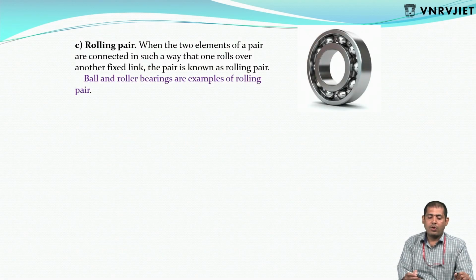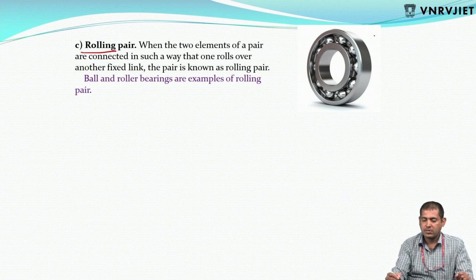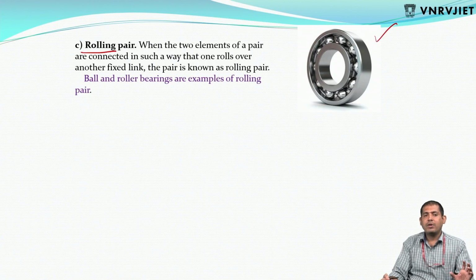Next, one more type is the rolling pair. Rolling means one which rolls over the other. The best example is a ball bearing. When the two elements of a pair are connected in such a way that one rolls over the other fixed link, the balls run inside the cage. The pair is known as a rolling pair. So ball and roller bearings are the best examples of rolling pairs.